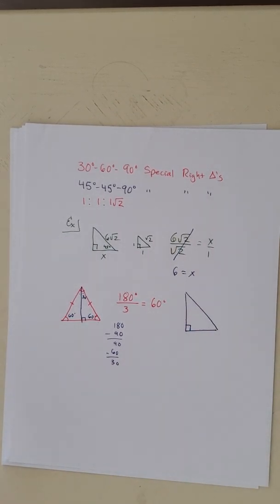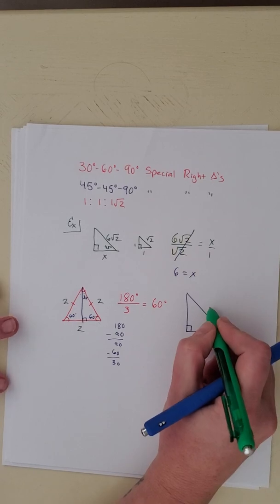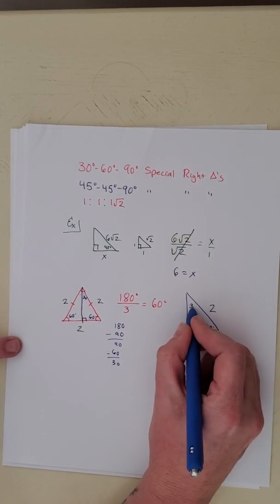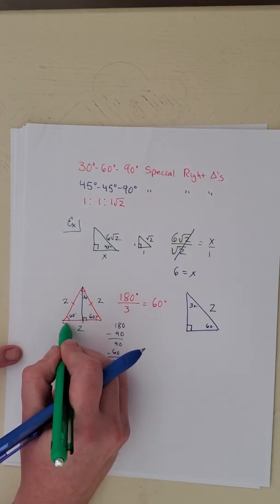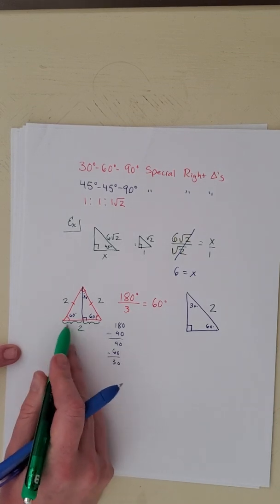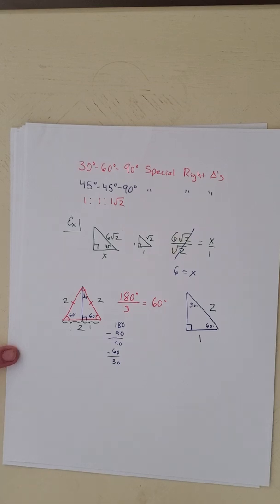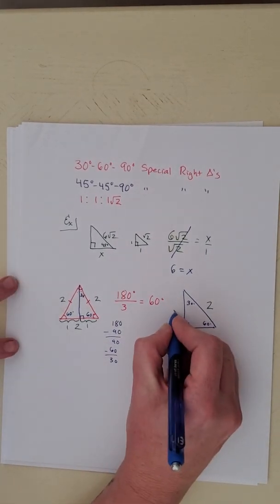I'm going to give this side of this triangle any length I want. I'm going to give it a side length of 2. So this is going to be 2. And again, this is my 60 degree, and this is my 30 degree. Now what happens is the altitude also cuts the base into two congruent pieces. And so if we cut this into two congruent pieces, then each side is 1, right? 1 and 1.